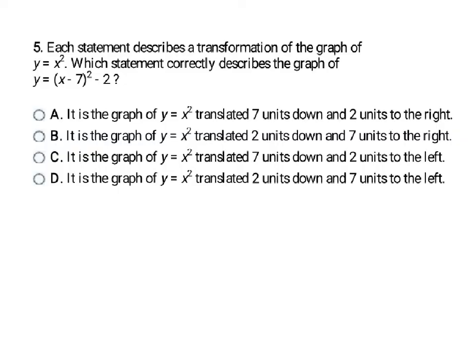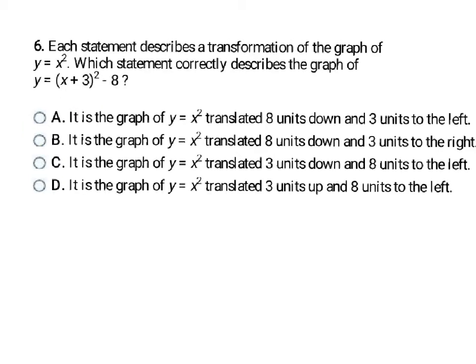Right here, we're starting out with this parent graph, and the question is asking us what are the actual shifts that are happening when we add a -7 inside of the parentheses and a -2 outside of the parentheses. So we need to remember back to those notes that we took about translations and about how numbers inside and outside of the parentheses will shift the parent graph. So here we have a -7 inside of the parentheses, so that's going to be a shift to the right, and it's going to shift to the right 7 units. And then a -2 outside of the parentheses is going to be a shift down, and it's going to shift down 2 units, and the answer choice that tells us that is B.